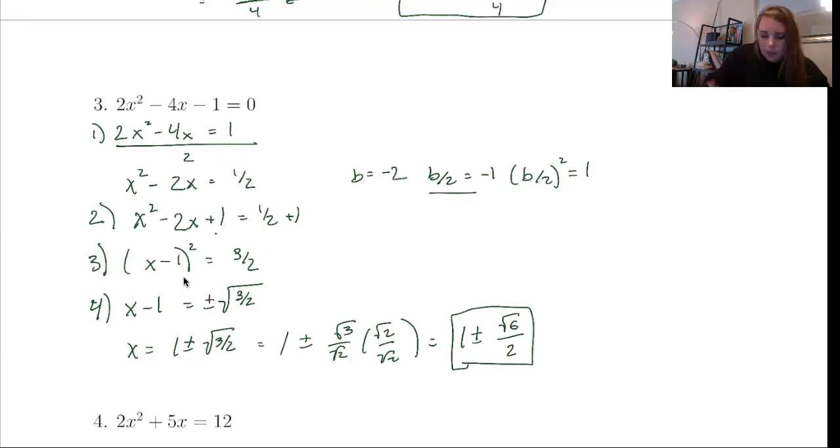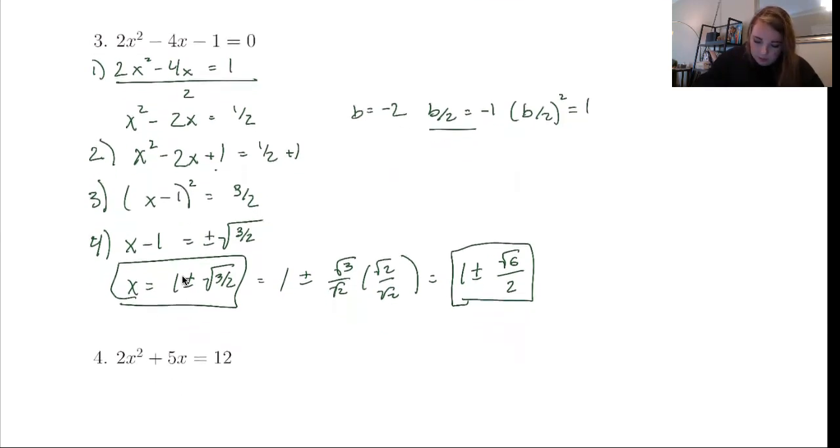But I'm perfectly happy with this answer as well. I am not a stickler on that, unless I asked you to rationalize the denominator. So that's why it's good to read instructions.